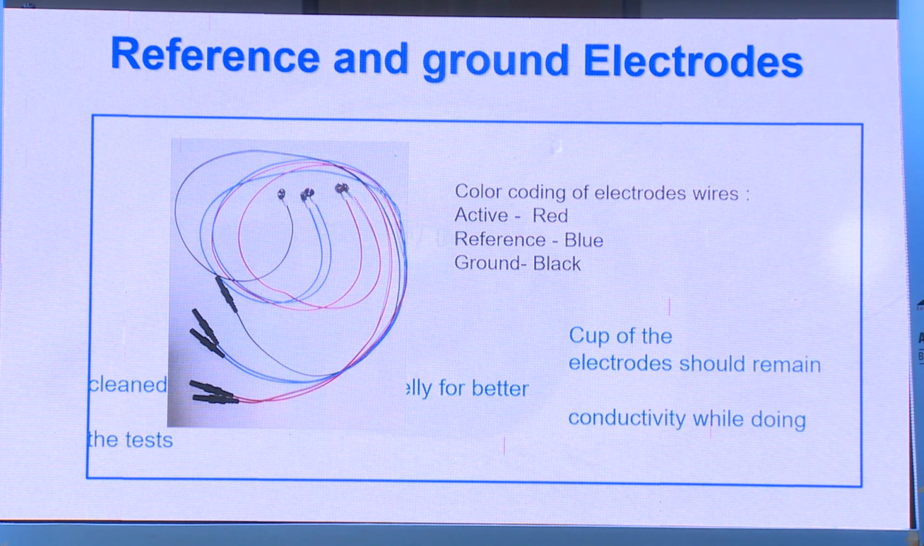The color coding for the different electrodes is as follows: the active electrodes are red in color, the reference electrodes are blue in color, and the ground electrodes are black in color.